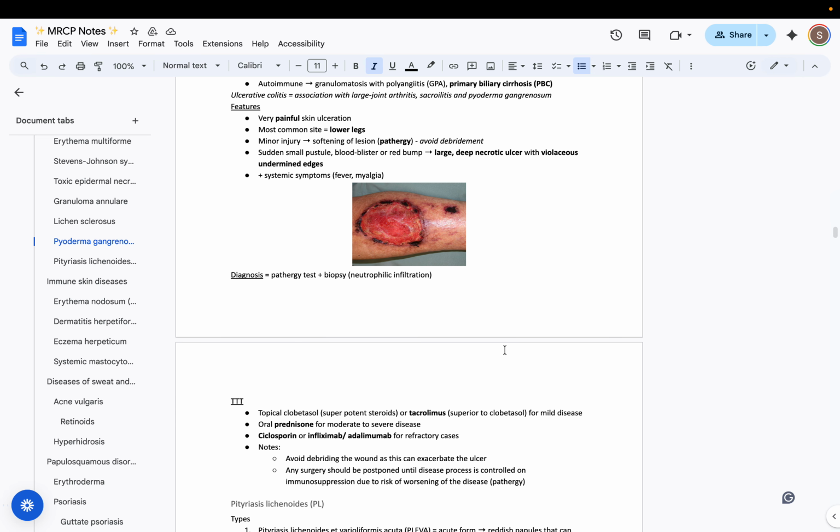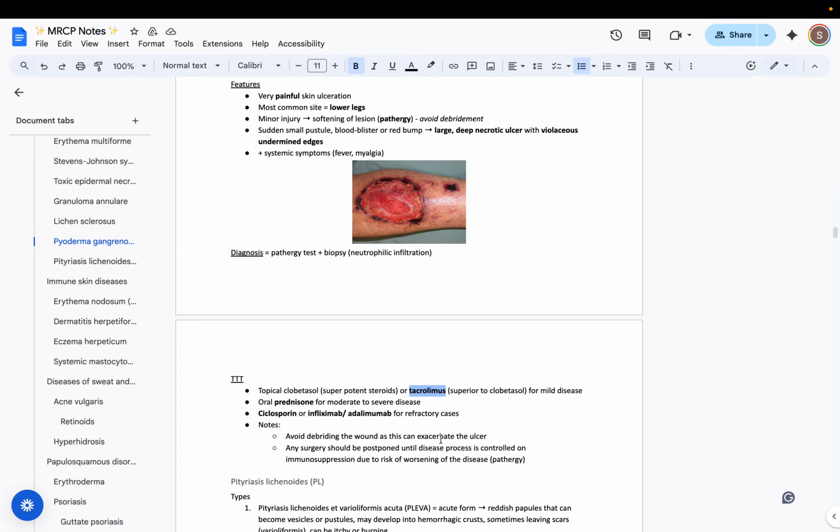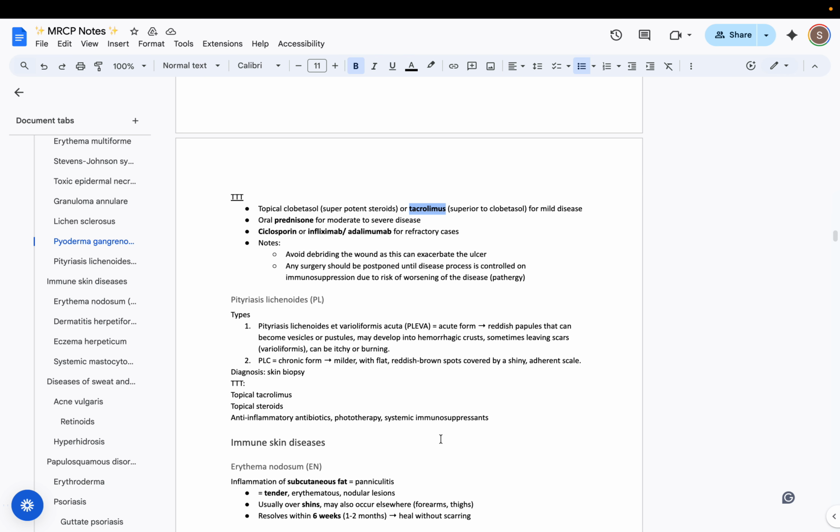The treatment would be topical super potent steroids or tacrolimus. Tacrolimus is even better. This is for mild disease. If it's severe or moderate, we would give oral steroids. If it's refractory, we would give cyclosporin or infliximab or adalimumab. And any surgery should be postponed.